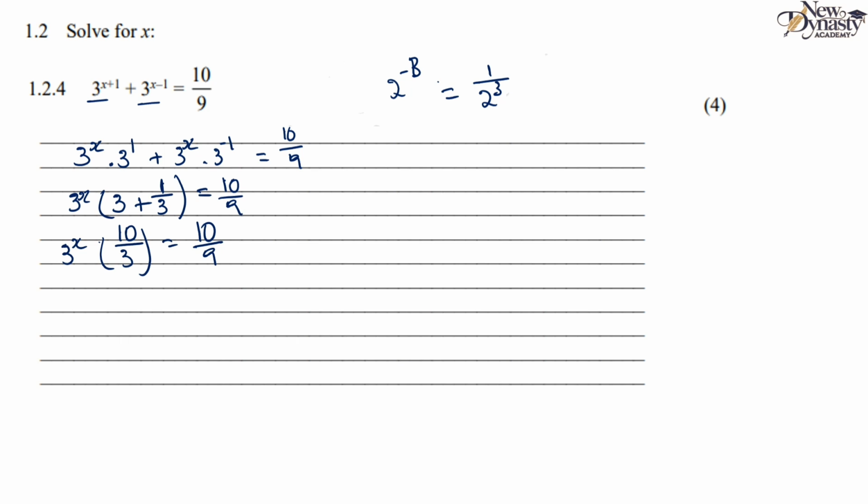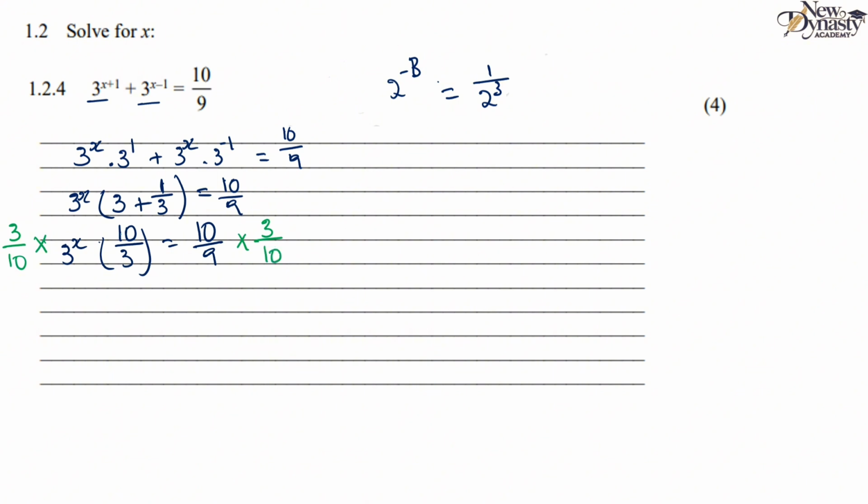How do I do that? I'm going to multiply by the reciprocal of 10 over 3 because I have to remove it and it is a fraction. So I'm going to use the reciprocal, which is 3 over 10. Since I multiplied by that on the left hand side, I'm going to multiply also on the right hand side because I do not want to change my equation.